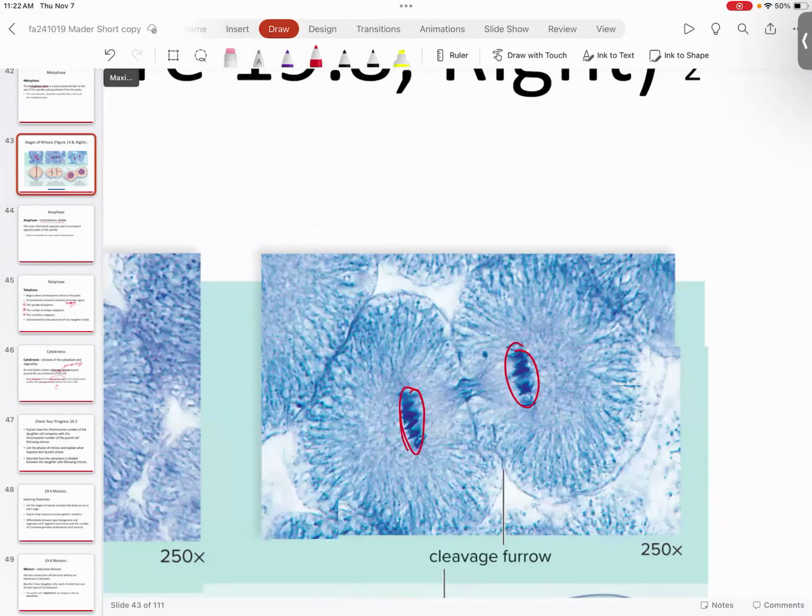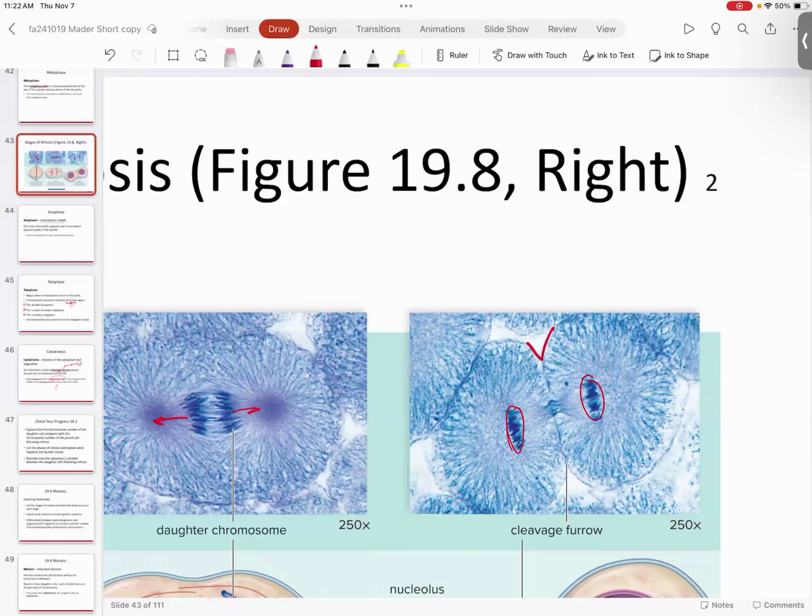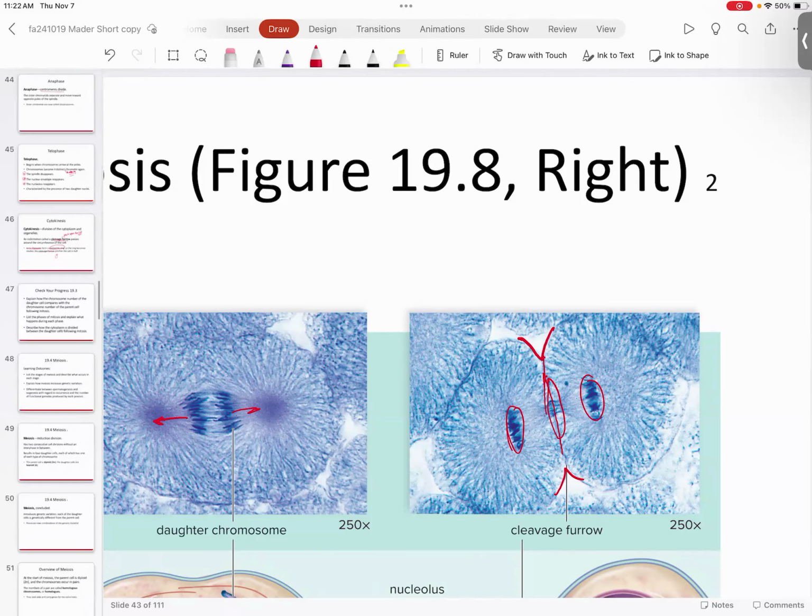So here you can see the cleavage furrow in this area right here, where you can see this contractile ring starts to get smaller and smaller. It's attached to the plasma membrane. So as it gets smaller, it starts to pull that plasma membrane in, and eventually it's just going to pinch it apart. And then you'll have two new cells.